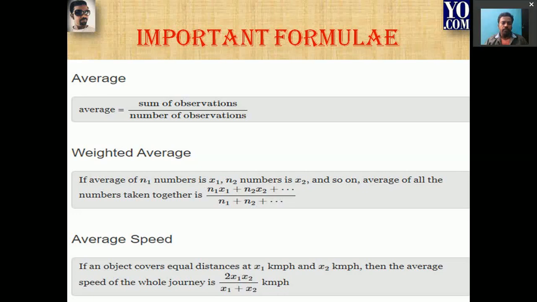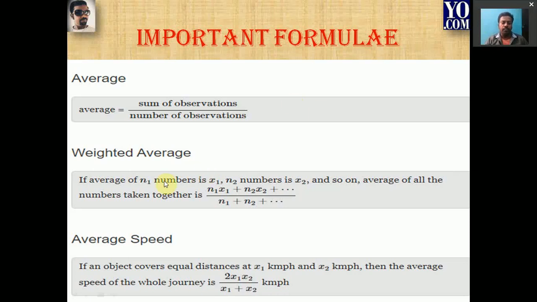Then second formula is the weighted average. Weighted average means some number having some weight, the multiple of another number, or the multiplication of another number, that is a weight. So if average of n1 number is x1, then n2 is x2. Sorry, actually here some mistake, and the weight of number n1 is x1 and n2 is x2 and so on.